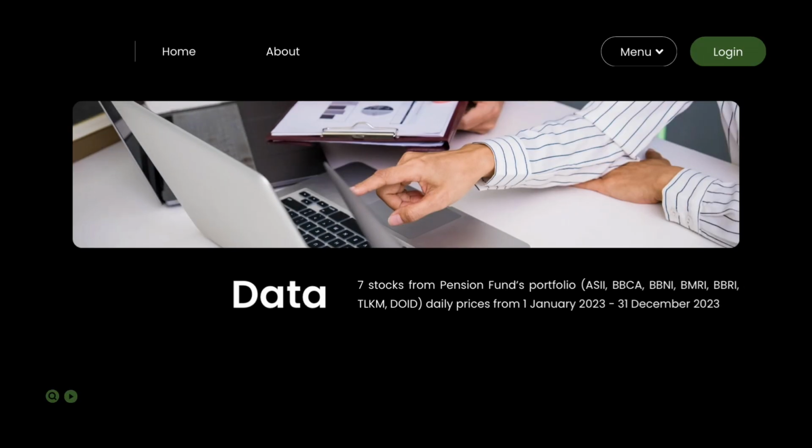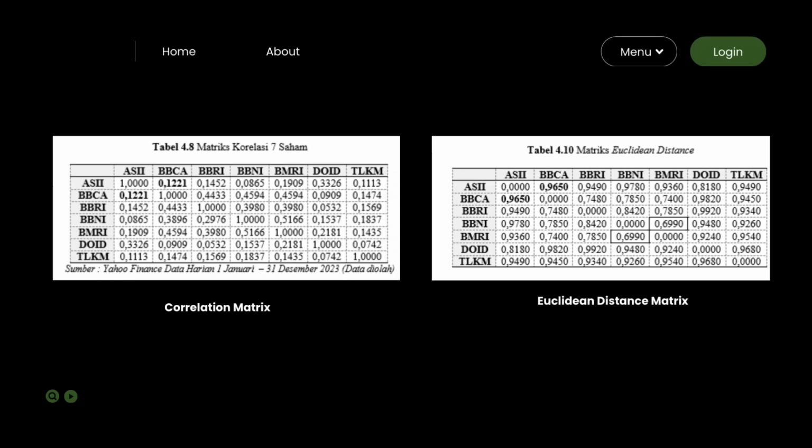The study uses daily price data from January to December 2023. It includes 7 stocks: ASII, BBCA, BBNI, BMRI, BBRI, Telkom, and Deutsche, from a real pension fund portfolio. First, we have the correlation and Euclidean distance matrix. The correlation matrix shows relationships between stock movements, and the Euclidean distance matrix quantifies their dissimilarities.